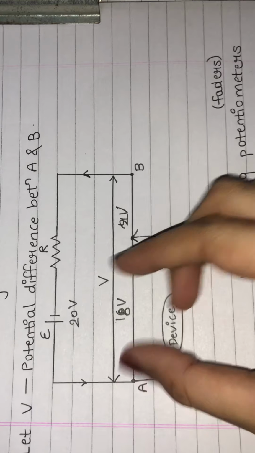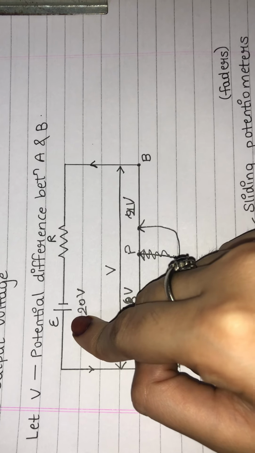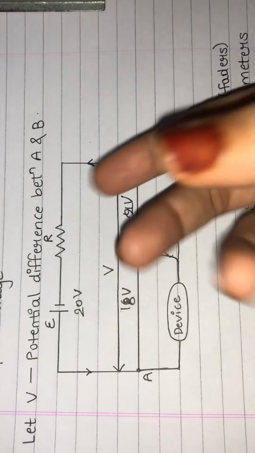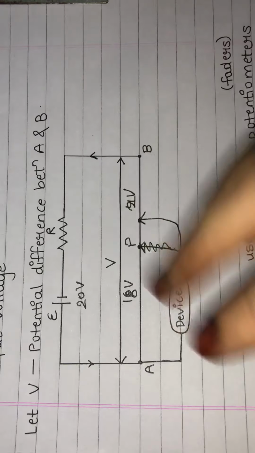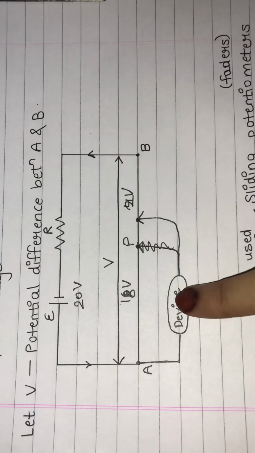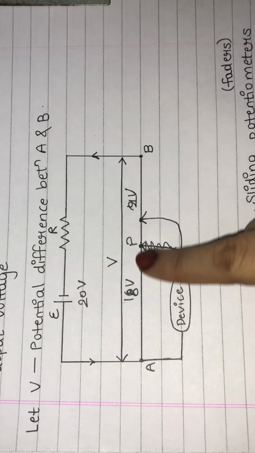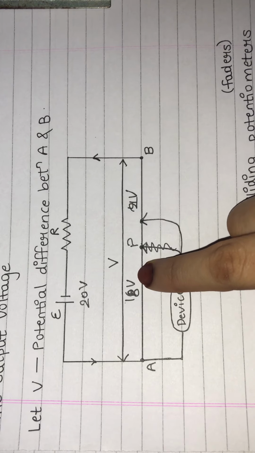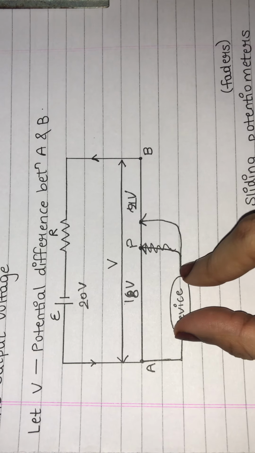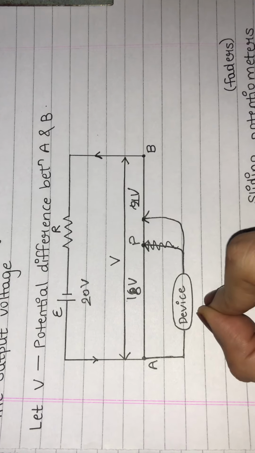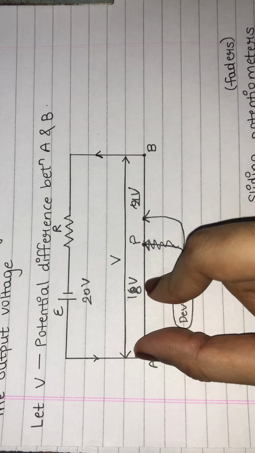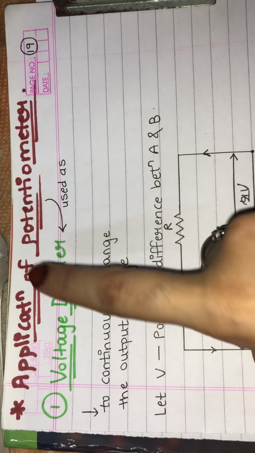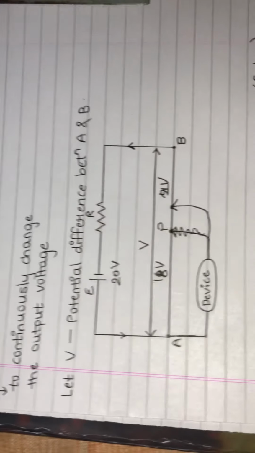So the output, though we have applied 20 volt over here, a 20 volt battery, but according to our need we can provide the amount required to the device, or the amount of voltage we want to provide to the device. Okay, if I want to provide less voltage, suppose 10 volt, so I'll reduce the length. As the length reduces, the potential across the device reduces, or the voltage that will be coming to the device will reduce. Okay, so by this we can use potentiometer as a voltage divider.